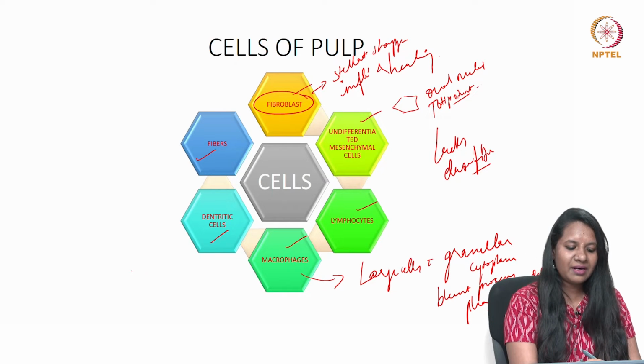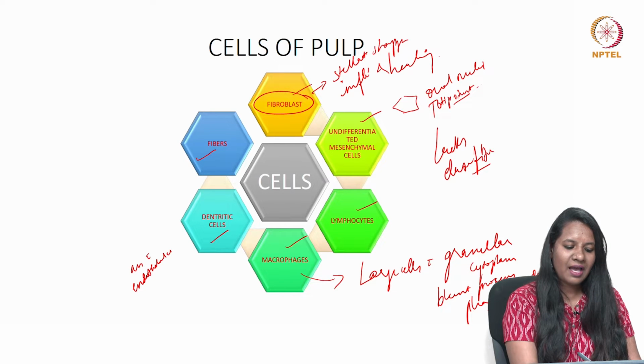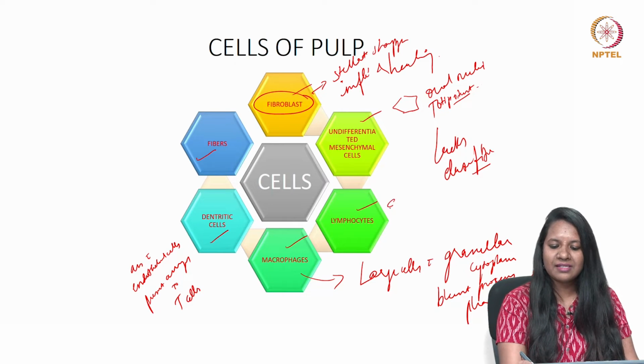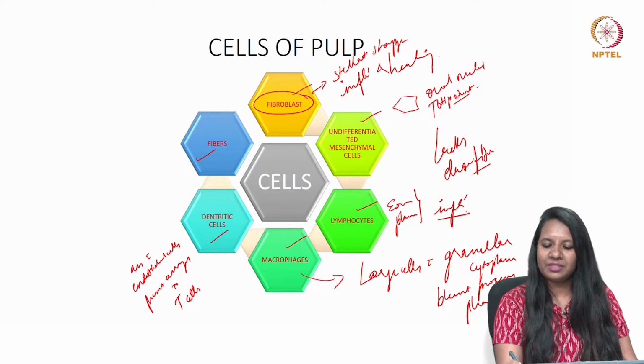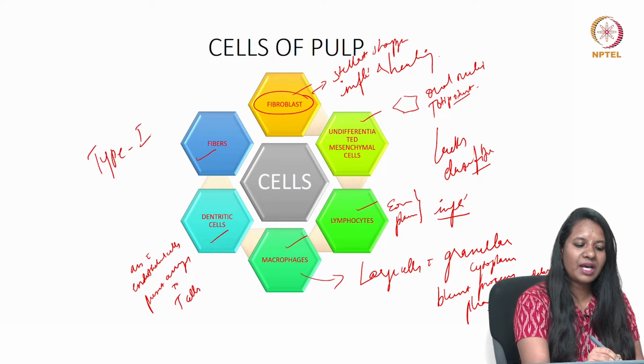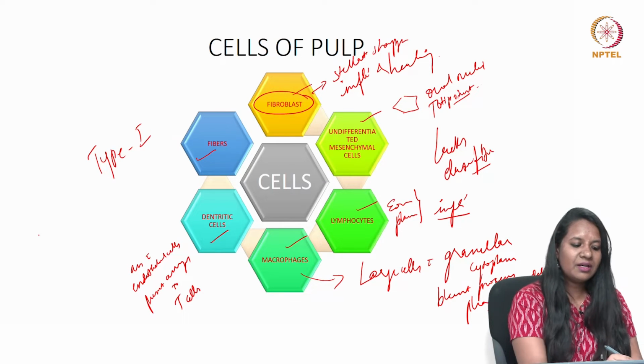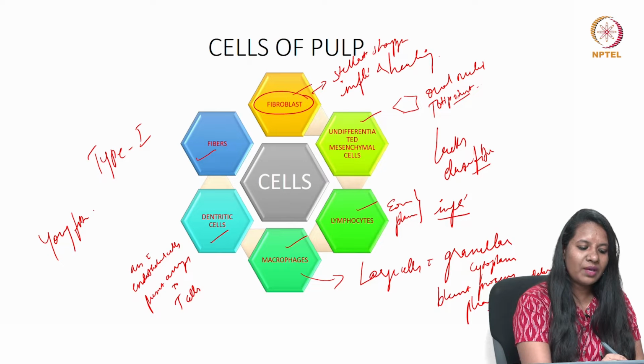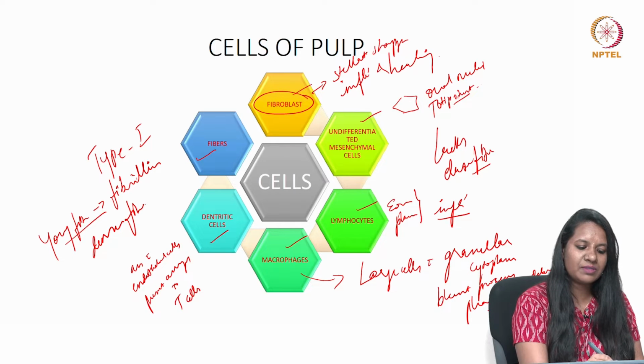Then comes the dendritic cells. These were associated with endothelial cells and they present antigen to T cells, and lymphocytes, eosinophils and plasma cells were present during any inflammation. Then coming to fibers, pulp consists mainly of type 1 collagen fiber, and young thin fibers were known as fibrillin, which later upon age leading to formation of dense fibers.